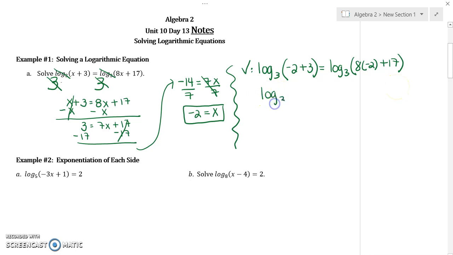So log base 3 of negative 2 plus 3 is log base 3 of 1. And log base 3 of negative 16 plus 17 is also log base 3 of 1. And I can physically see that they are equal. Therefore, x equals negative 2 is a solution. So actually, I didn't even need the calculator on that one, but I will show you ones where you might need to check it out on the calculator. All right, let's go ahead and look at the next example.